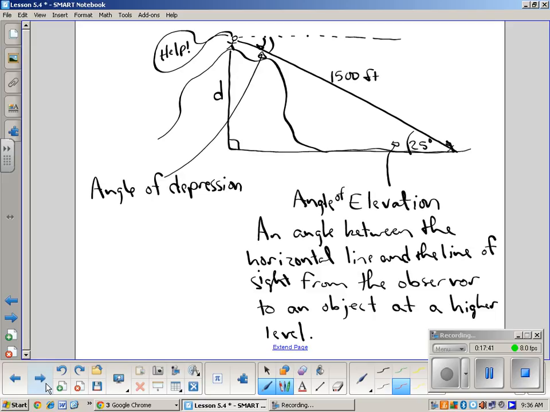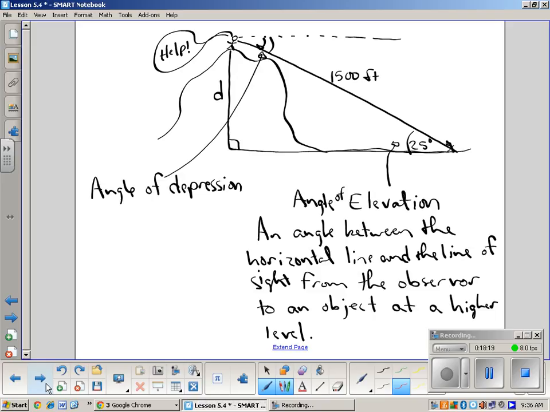I'm going to pause and just talk about this. Poor Alexis is caught on this cliff and in need of help. Her hero Megan down here, 1,500 feet away by line of sight, notices that she's at a 25-degree angle from the horizontal. How far will Alexis fall? She's really good with her judgments of angles.